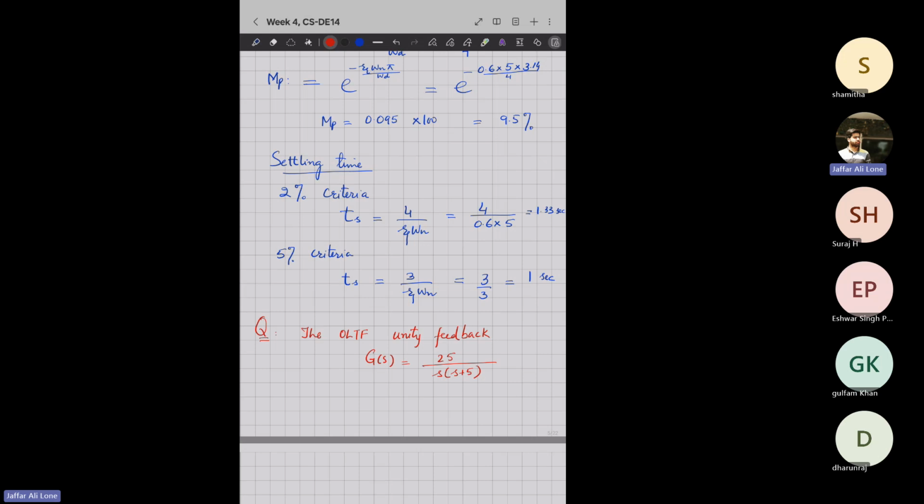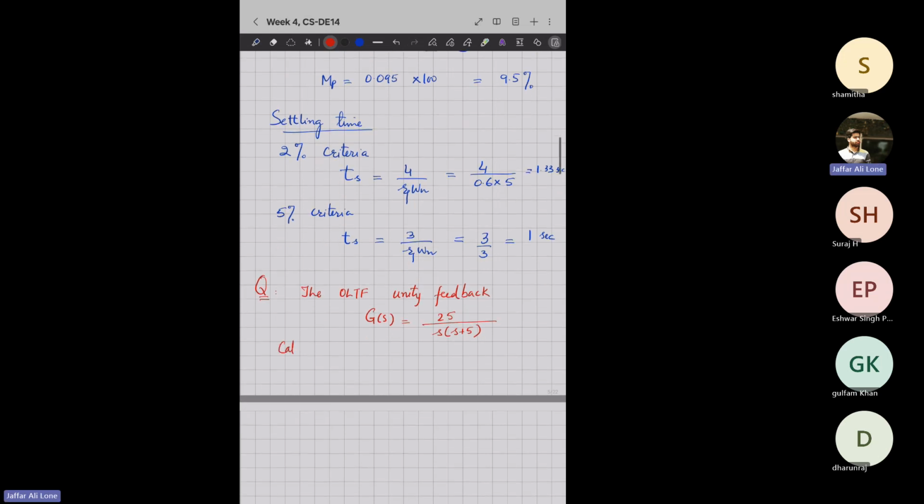What you have to find? Calculate the natural frequency of oscillation omega n, the damped frequency of oscillation omega d, and also the damping ratio zeta, and also the damping factor zeta into omega n. I told you the damping factor sometimes we call zeta into omega n. So we have to find omega n, omega d, zeta, and zeta into omega n. So what will be our approach?